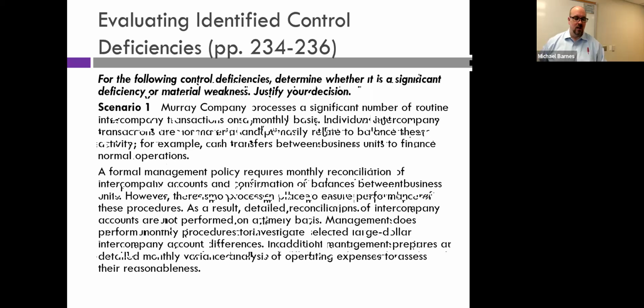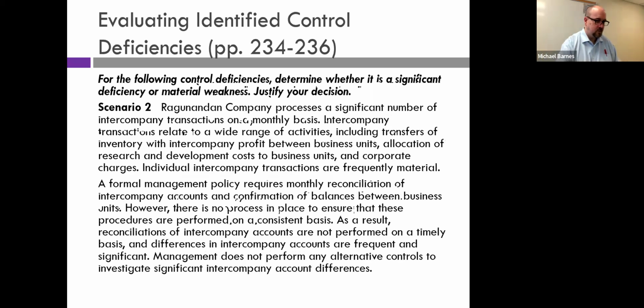Good, okay? Let's look at a second scenario. A company possesses a significant number of intercompany transactions, and processes them on a monthly basis. Intercompany transactions relate to a wide range of activities, including transfer of inventory with intercompany profit between business units, allocation of research and development cost to business units, and corporate charges. Individual intercompany transactions are frequently material.